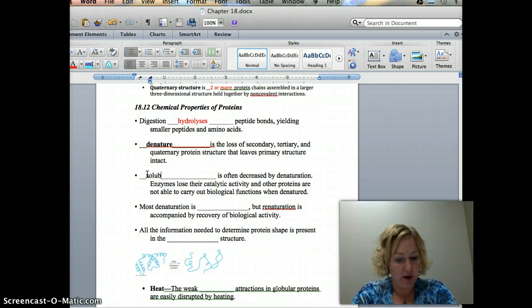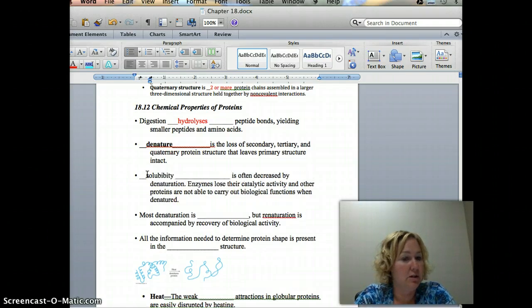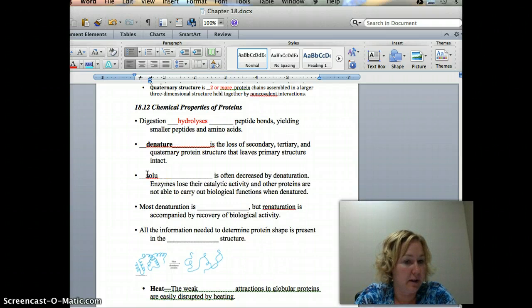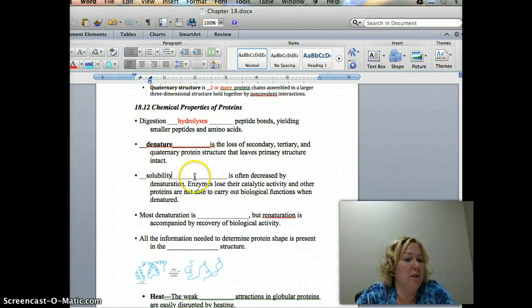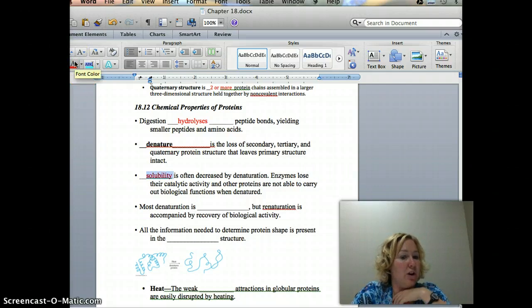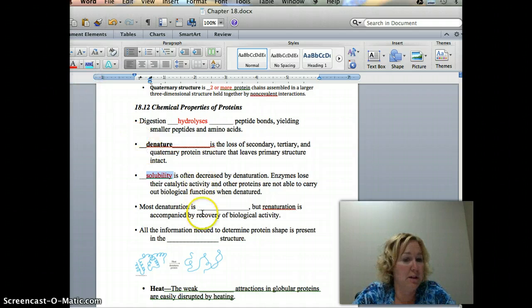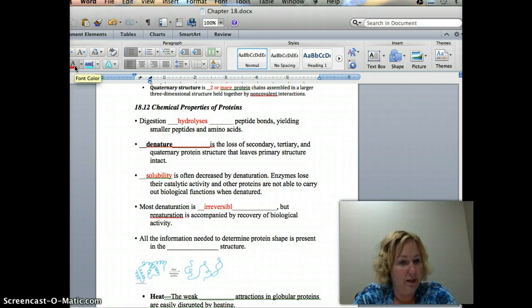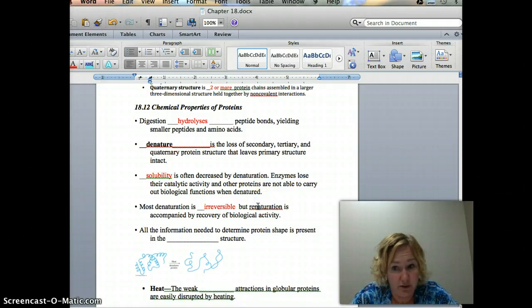Solubility is often decreased in denaturation. We can look at it in lab. Solubility is often decreased, so enzymes lose their catalytic ability. This is mostly how things get denatured. They're not able to carry out biological functions because they are denatured. Most denaturation is irreversible. Once you denature something, it is denatured. You cannot get your egg back into the egg shell. Renaturation is sometimes possible, but it's usually not going to happen.